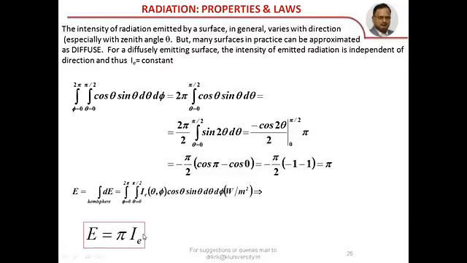Because the emissive power, follow carefully, the emissive power is based on the actual surface area, whereas the intensity of radiation depends on projected area. Therefore, for a black body which is a diffuse emitter, the EB becomes only pi IB, not 2 pi IB. Projected area only we have to take.